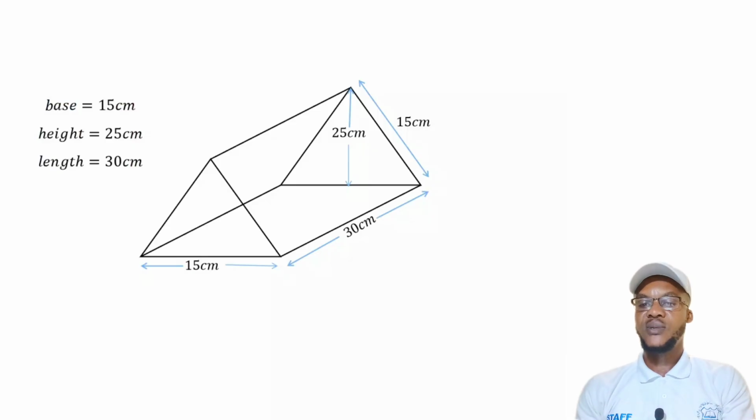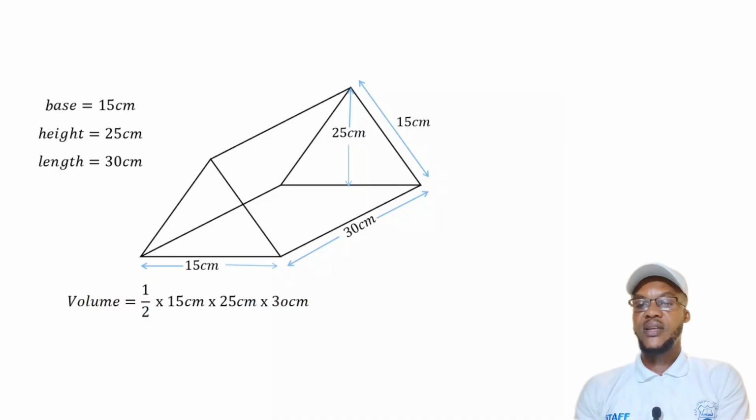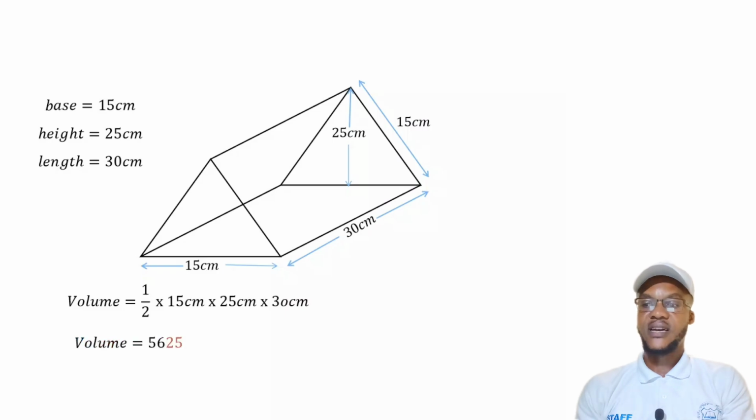Then we know that volume is giving us what? Half multiplying 15 centimeters, which is the base, multiplying 25 centimeters, which is the height, multiplying 30 centimeters, which is also what? The length. And at the end of the day, we are going to get 5,625 centimeters cube. So remember, I said that it is measured in cube units. Whatever unit you are multiplying, at the end of the day, it should be in cube.